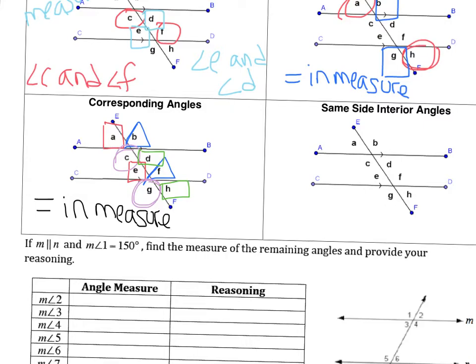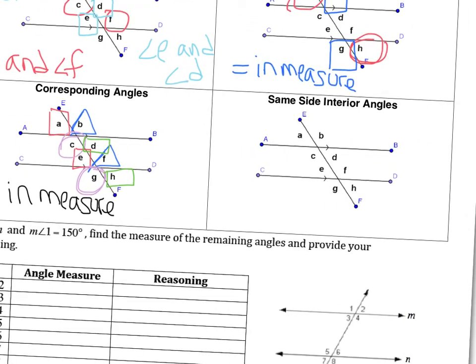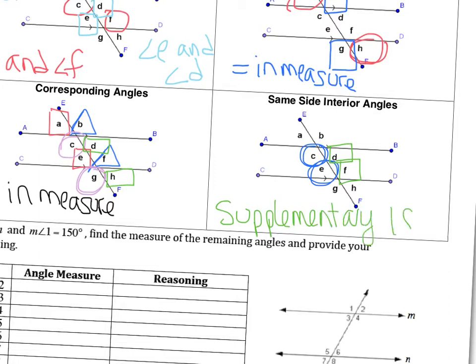Same side interior angles mean that they are on the same side of the transversal but inside. So we have angle C and angle E, and then we have D and F. These ones are supplementary, which if you remember from the previous lesson, means that they add up to 180 degrees. And you can see that angle C is obtuse and angle E is acute. So it would make sense that they would add up to 180 degrees. D is acute, F is obtuse, again, would make sense.